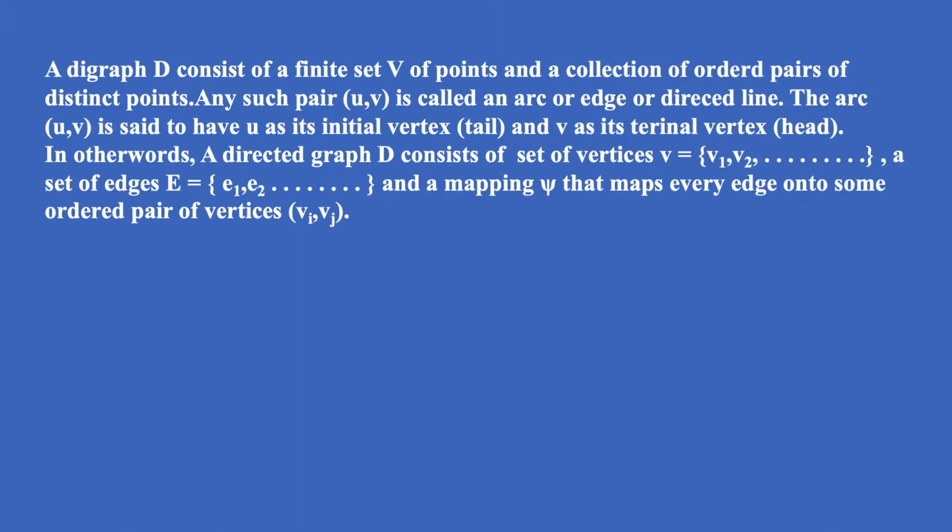A digraph D consists of a finite set V of points and a collection of ordered pairs of distinct points. Any such pair (u, v) is called an arc or edge or directed line. The arc (u, v) is said to have u as its initial vertex or the tail and v as its terminal vertex or the head.